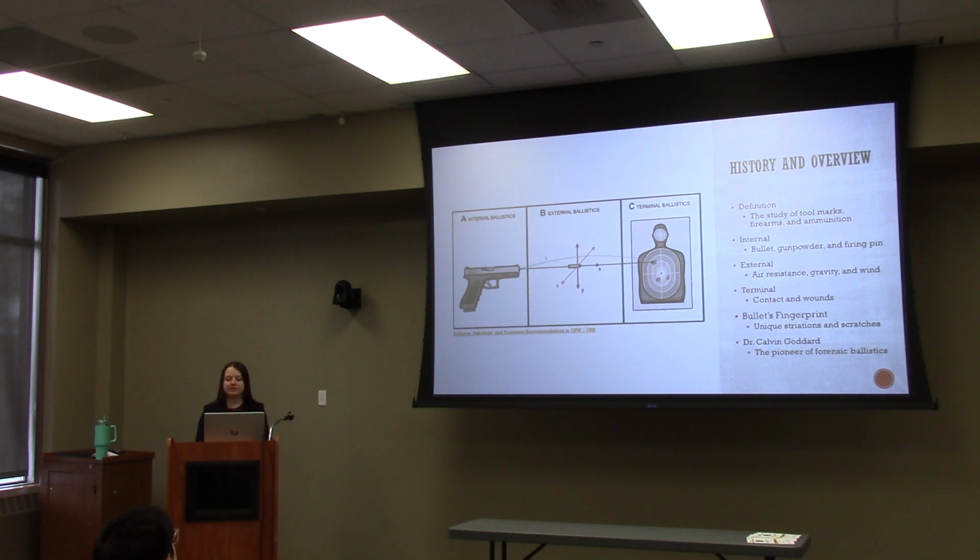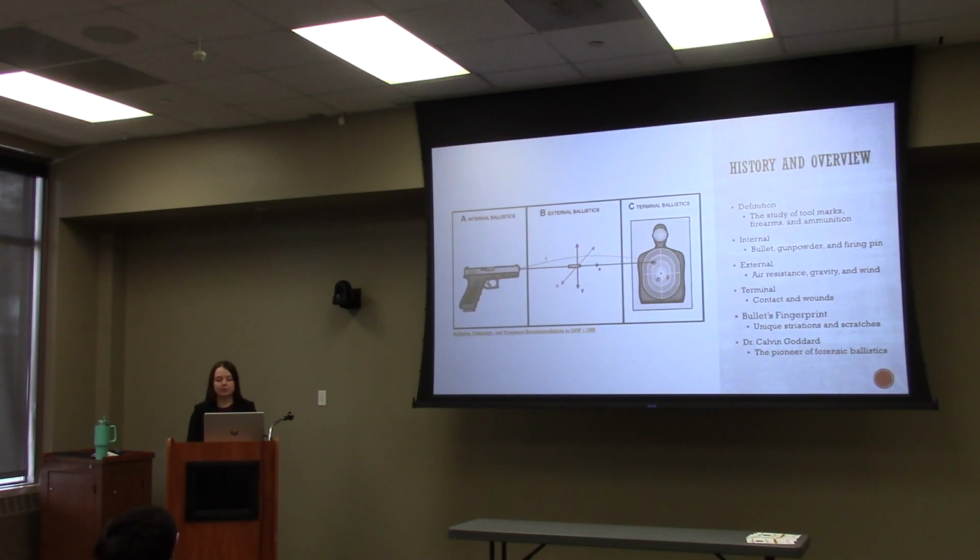External ballistics is after the bullet leaves the barrel. Its path can be affected by factors such as air resistance, gravity, and wind. Terminal ballistics is when the bullet strikes a target, whether that's when it comes into contact with a surface or a person, causing a wound to a person.